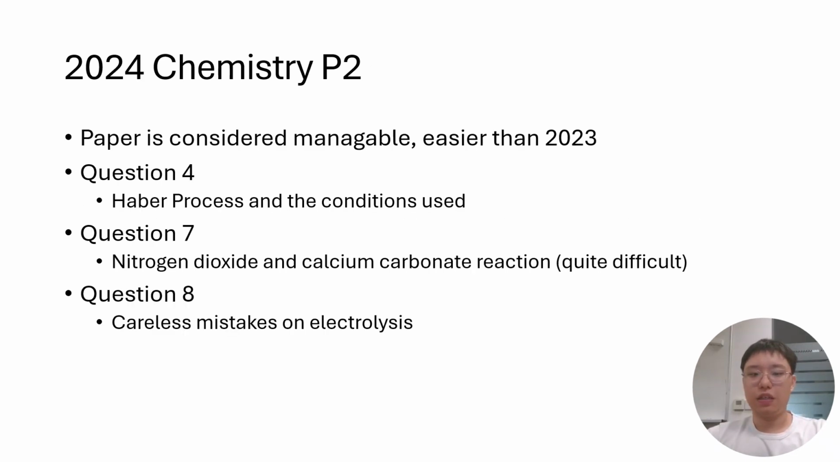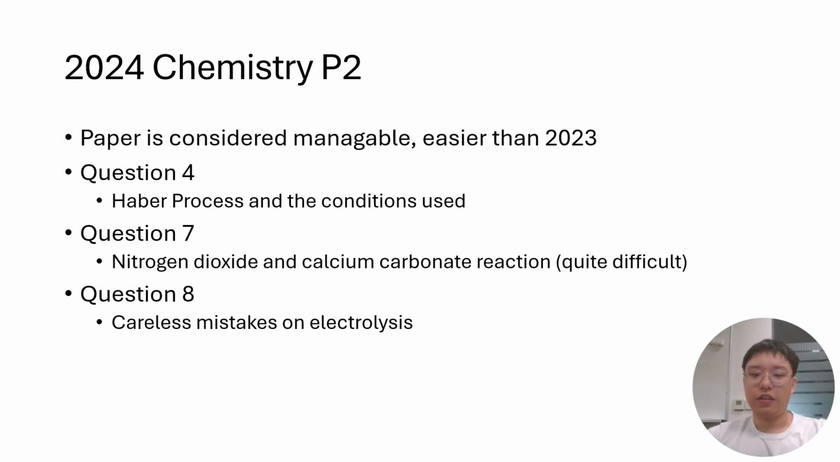The last paper that I did was the 2024 Chemistry Paper 2. Generally, I found the paper rather manageable as it was easier than 2023 and it took me less time. But by the time I was already pretty tired because it was already past midnight. So if this trend goes on, maybe the 2025 paper will be more difficult and be similar to the 2023 paper, because this year is an odd year.